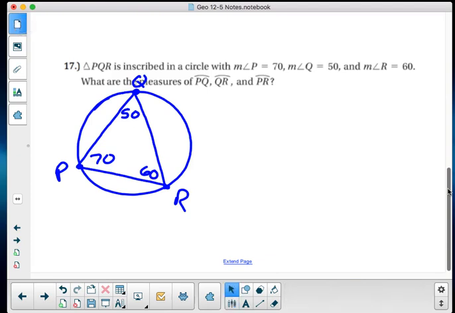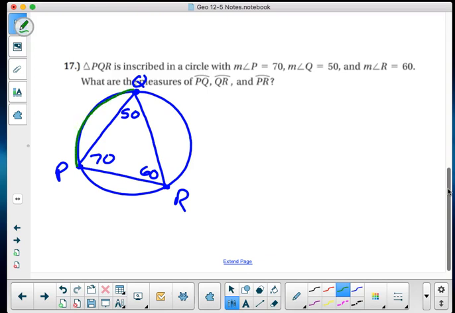And they're asking me, what are the measures of arc PQ? Well, first of all, arc PQ is across from R. And remember, the inscribed angle R here, which is 60 degrees, is half the measure of the arc. So I just take 60 times 2, and I get 120. So my measure of arc PQ is equal to 120.